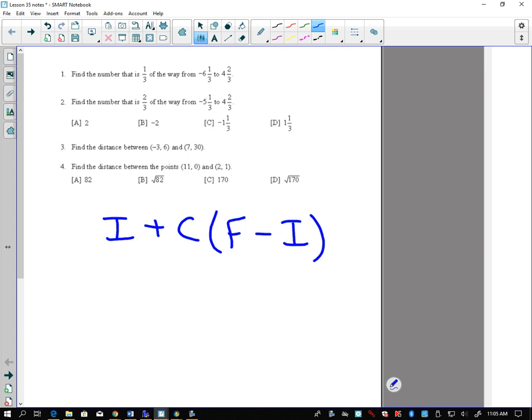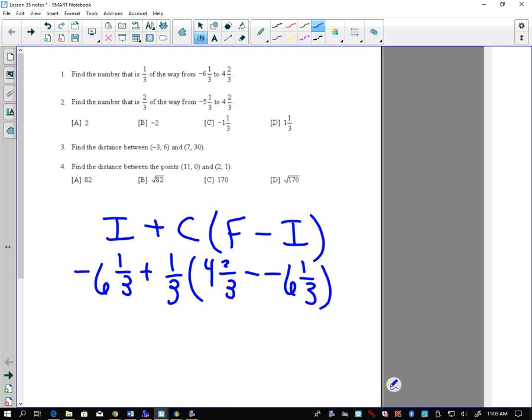Kind of like our difference of two cubes. If I remember the formula is f minus s times f squared plus fs plus s squared, I'll get it right every single time. Okay, but if I forget the formula, it's going to be really hard. Okay, initial, -6 and 1/3 plus 1/3 times 4 2/3 minus -6 and 1/3. Okay? Obvious possible mistake is to forget both negatives. Okay? So be careful there.